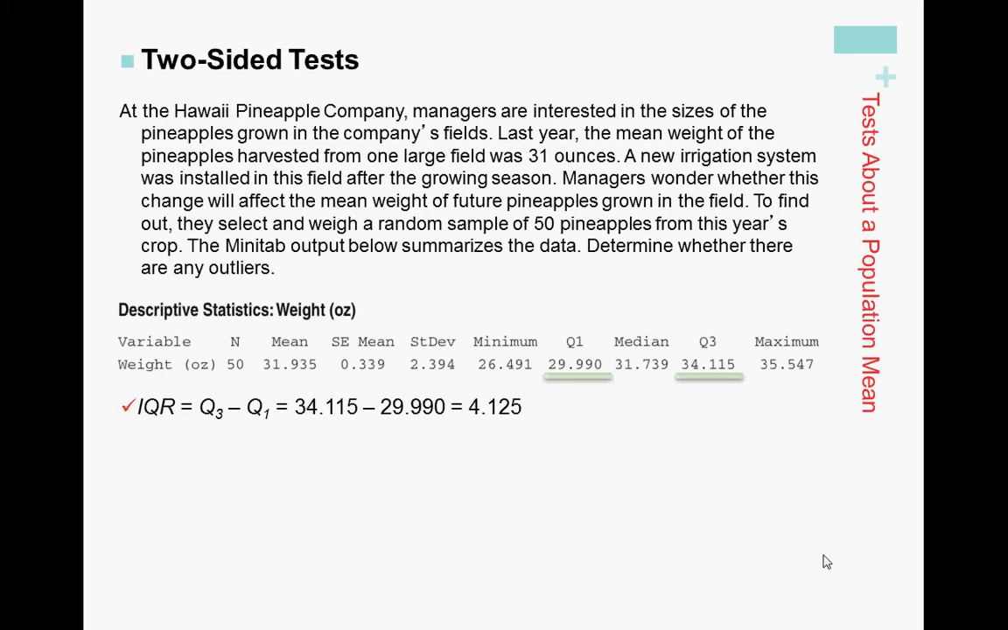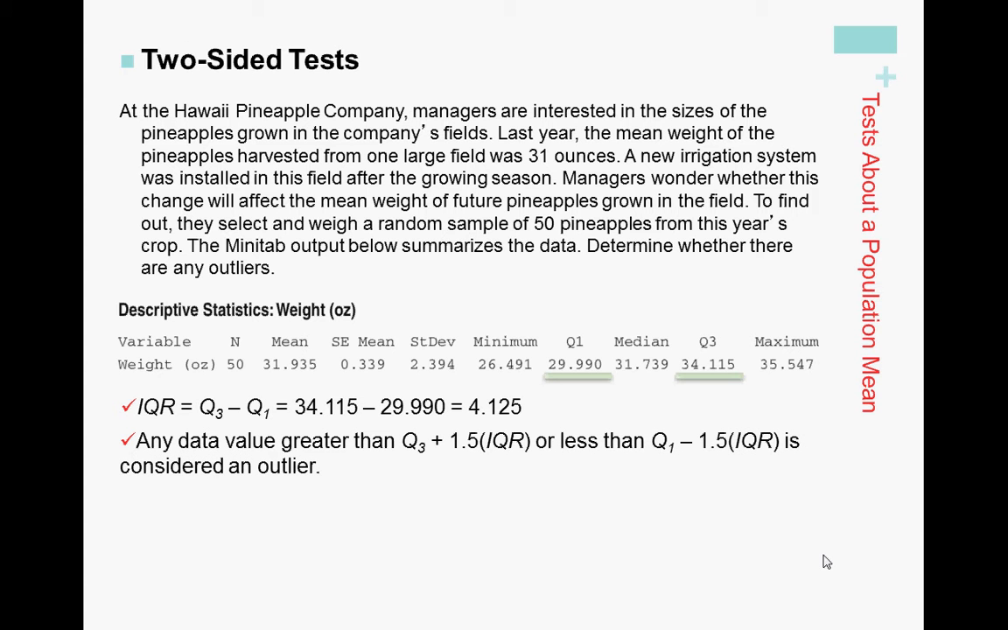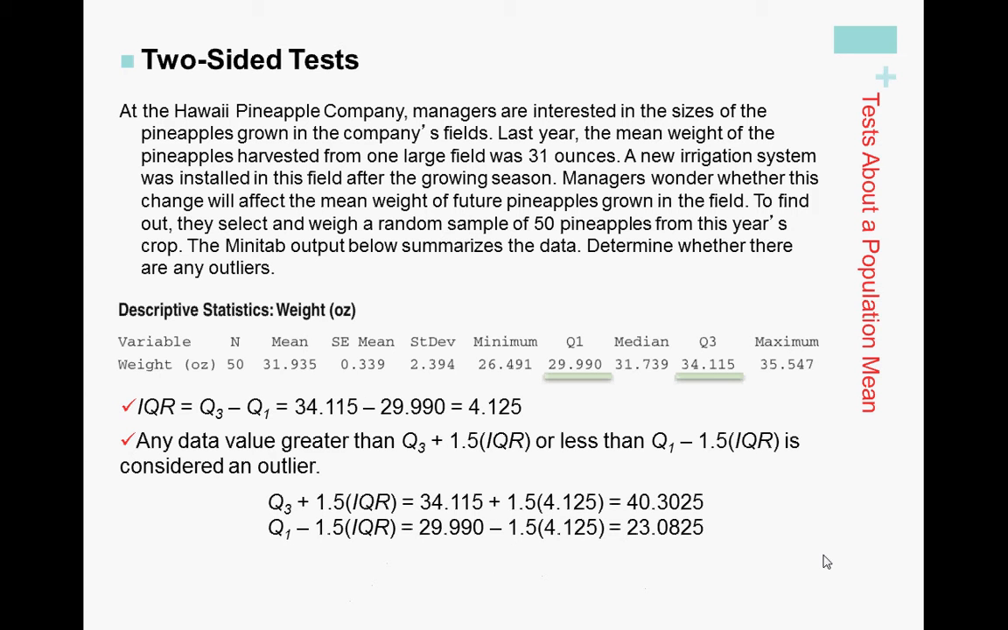So we get an IQR of 4.125, and then any data that's greater than Q3 plus 1.5 times IQR or less than Q1 minus 1.5 IQR is considered an outlier. So you literally just plug the numbers into those two equations, and that gives you your mark where outliers begin. So we can do Q3 plus 1.5 IQR and get 40.30, Q1 minus 1.5 IQR and get 23.08. So anything higher than 40.3 is an outlier. Anything lower than 23.08 is an outlier.